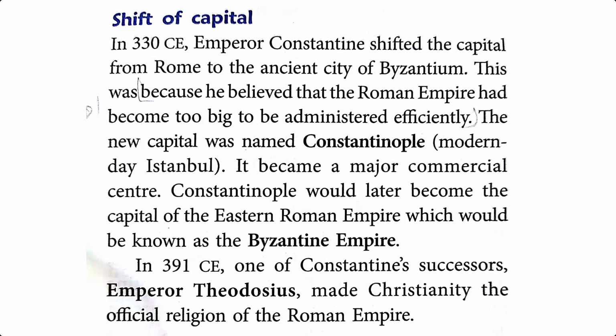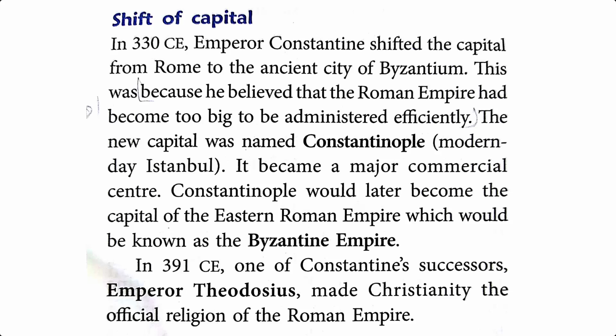It became a major commercial center. Constantinople would later become the capital of the Eastern Roman Empire, which would be known as the Byzantine Empire. In 391 century, one of Constantine's successor, Emperor Theodosius, made Christianity the official religion of the Roman Empire.